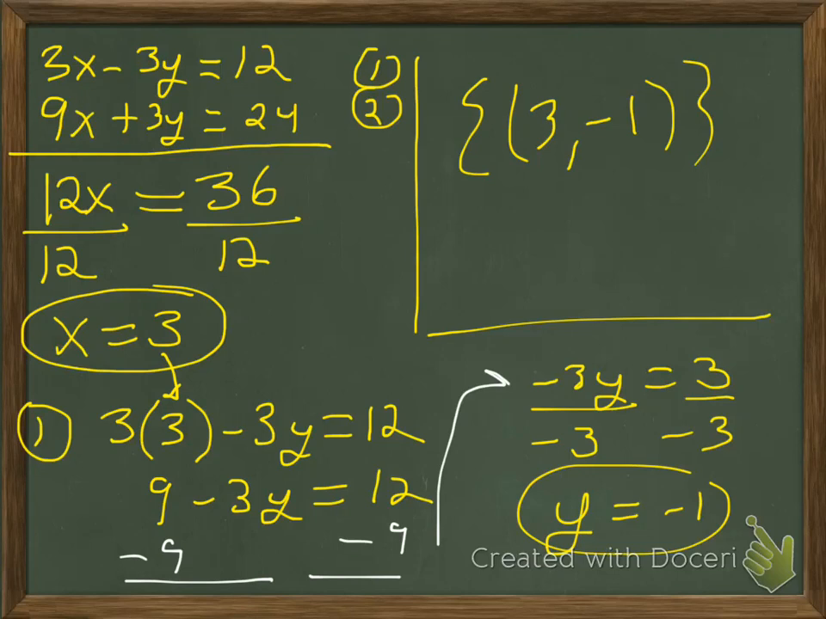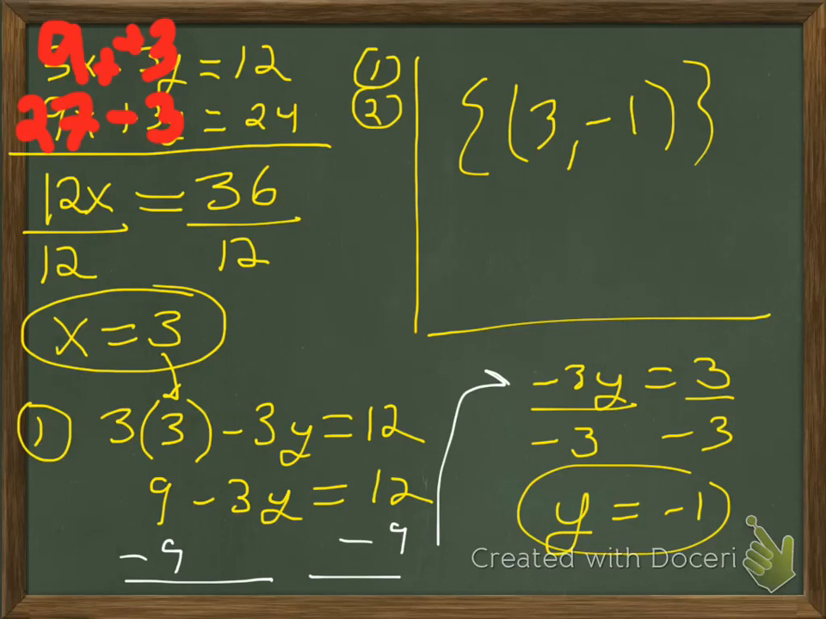I can plug it back into both equations to check to see if it works correctly. So if x is 3, 3 times 3 is 9. And then we have a minus sign here. 3 times negative 1 is negative 3, so we would have 9 minus negative 3, so that's going to be 12 because the negatives are going to undo each other. Okay, so that looks good. In the second one, 9 times 3 is 27. And then 3 times negative 1 is negative 3. 27 minus 3 is 24. So it looks good in both equations.